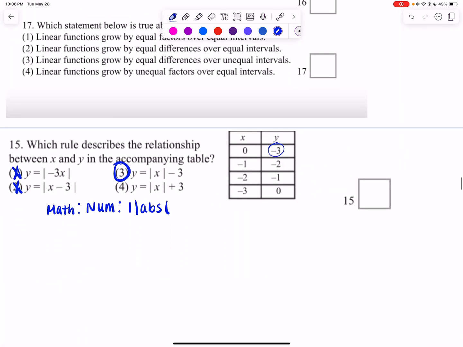Type each equation into y equals, hit second graph, and then match up with your table.